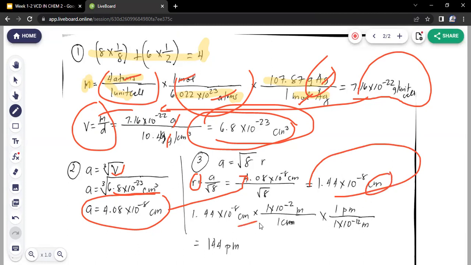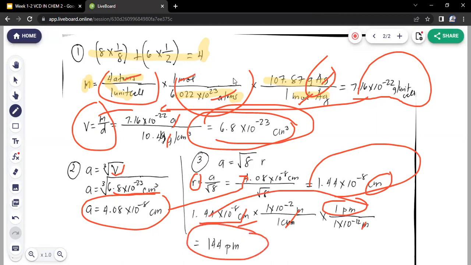Convert the cm into picometer, that is 1.44 times 10 raised to negative 8. And then in 1 cm, there is 1 times 10 raised to negative 2 meters. And then 1 times 10 raised to negative 12 meters in 1 picometer. So cancel the units, and you are left with picometer. Perform the operation, and you have 144 picometer.